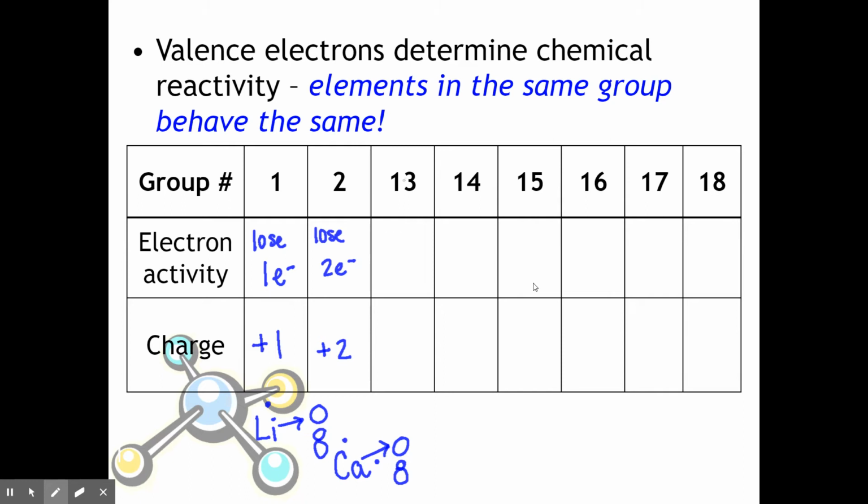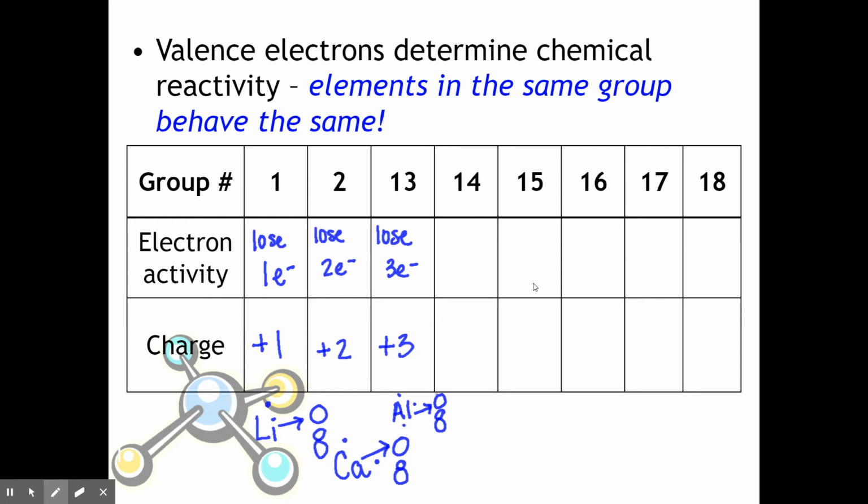Skipping the middle, in our group 13, we're going to have something like aluminum with 3 valence electrons. Again, it either wants to go to 0 or 8. 3 is easier to get to 0, so it is going to lose those 3 electrons. When it loses 3 electrons, its charge will then be +3.